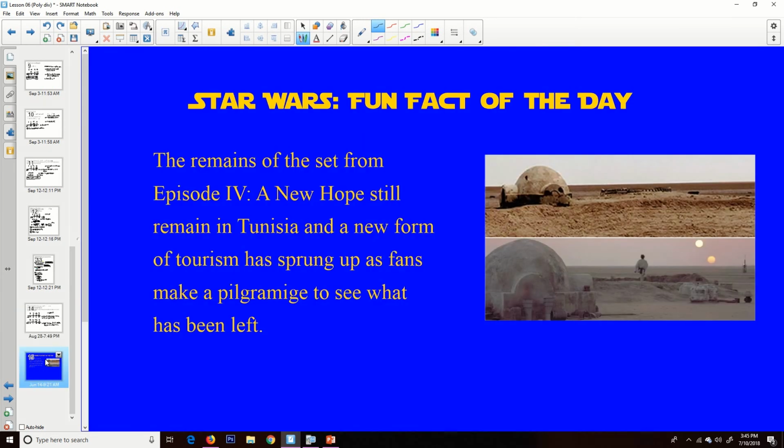But we're on to the Star Wars fun fact of the day. Back in 1977, when they wrapped doing episode 4 in Tunisia, they just left all of the set remains, and it is still there to this day. In fact, a new form of tourism has sprung up around these, I guess we'll call them artifacts. They're only 40 years old, but they still seem to be in decay. So Star Wars fans make a pilgrimage to Tunisia to see what's left of that Star Wars site.